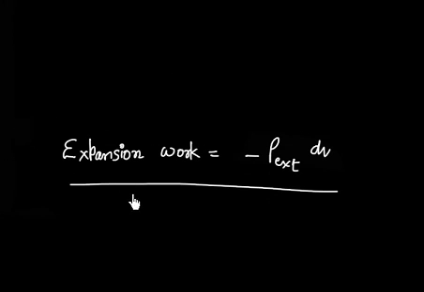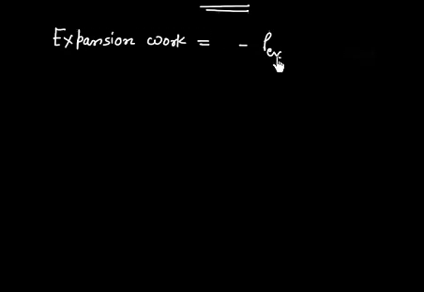Now we will discuss some consequences of this equation. Expansion work is minus P external into dV. Let us say I have a vessel, and this vessel is closed by a piston. This piston has some weight.